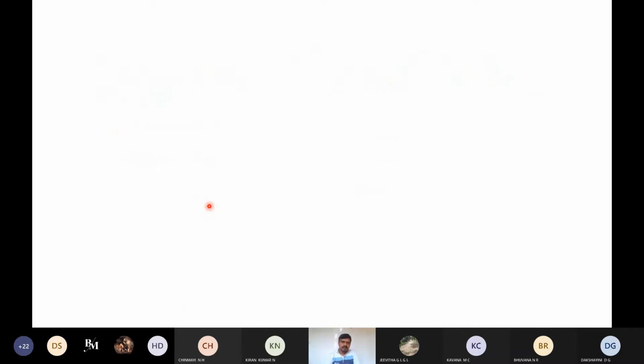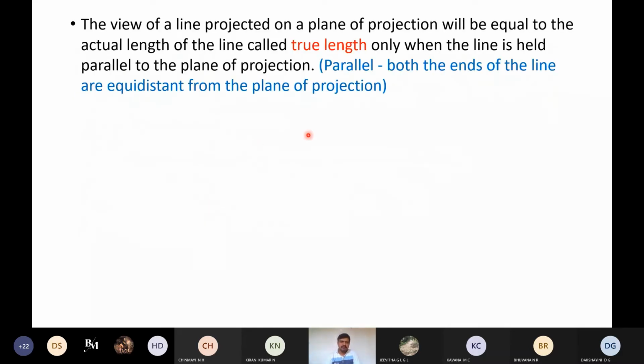Now these are a few things that you should remember. The view of a line projected on a plane of projection, which may be the vertical plane, horizontal plane, or profile plane, will be equal to the actual length of the line, called true length, only when the line is held parallel to the plane of projection. The meaning of this is, if the line is parallel to VP, the front view will have true length. If the line is parallel to HP, the top view, that is the view on HP, will have true length. If the line is parallel to the profile plane, the view on the profile plane, that is the side view, will have true length.